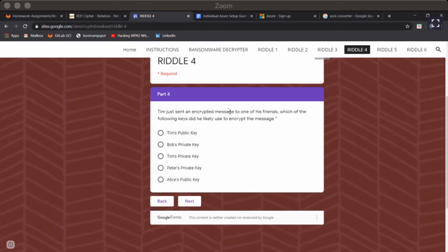So Tim just sent an encrypted message to one of his friends. Which of the following keys did he likely use to encrypt the message? Tim's private key, because we don't know who the friend is, we can't put in Peter, Bob, Alice. Right, because he's sending it from him. And then it's already encrypted with his private key. It's already encrypted, he's sending it privately. But hold on. If he's sending it to a friend, he would have to use the friend's public key. Right, logic, because Tim would use his friend's public key.